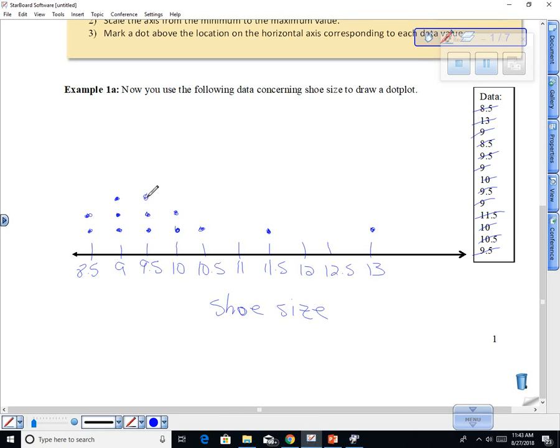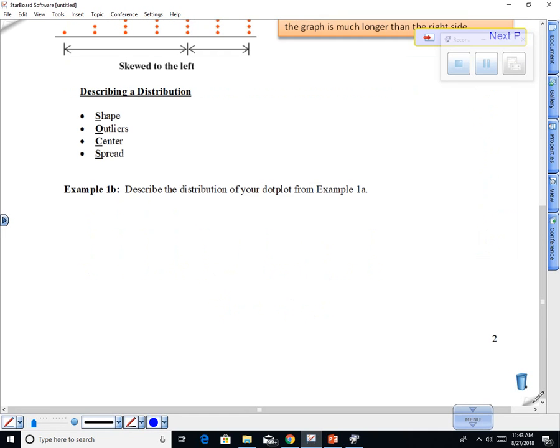But it does show us a lot about the shape of the distribution, if there are any gaps, that sort of thing. And so that leads us to talking about how we describe the shape of a distribution, which is what I'm going to do next. Do I need to wait up for anybody? Are y'all all with me? Okay. All right, so let's talk about that.